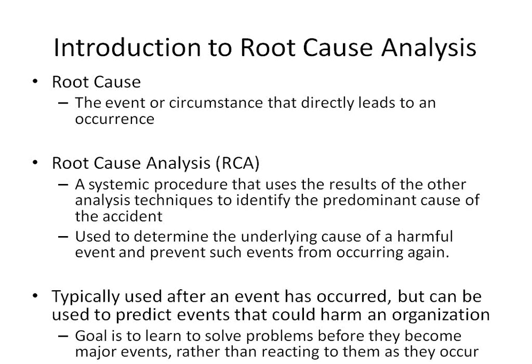But when we think of root cause analysis, it's really a systemic procedure that uses the results of the other analysis techniques to identify the predominant cause of the accident. And really what we're looking at is used to determine the underlying cause of a harmful event and to prevent such events from occurring again. Now, where the first definition was specific to an accident, really what we're going to focus on is the underlying kind of harmful event.